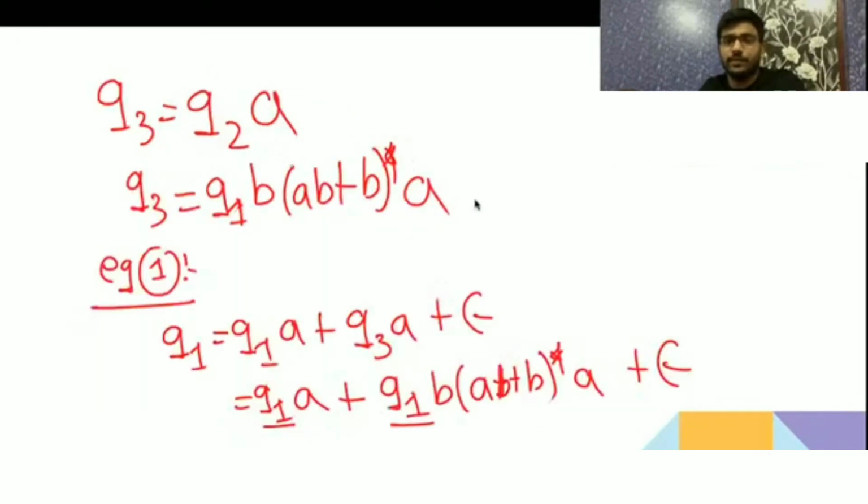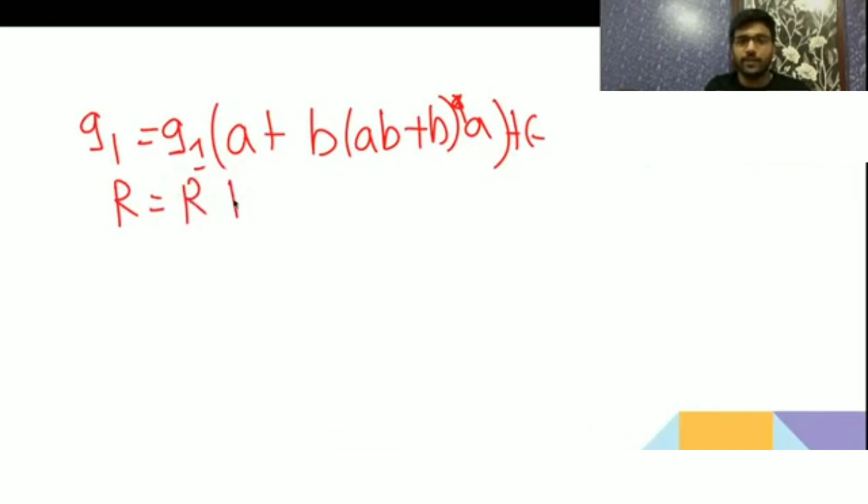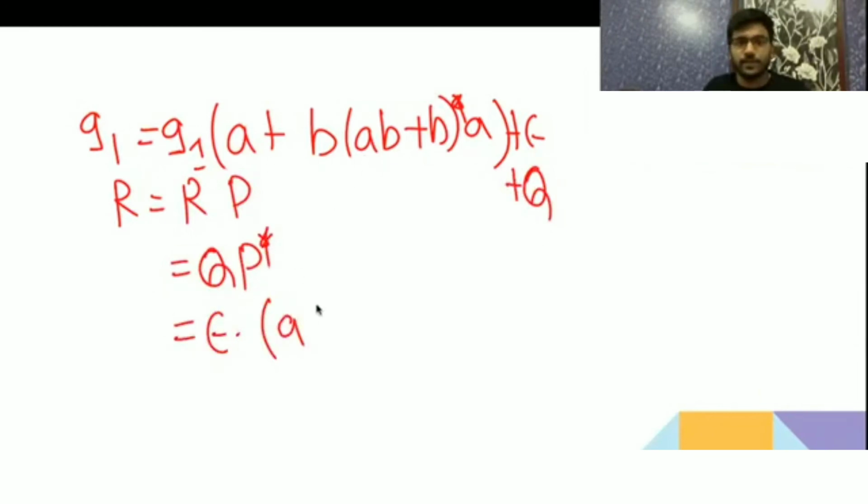Now take Q1 as common. You will get A plus B, and AB plus B star A, plus epsilon. So it is again Q1 equal to RP plus Q, which gives QP star. Q is your epsilon, P is your this, A plus star.